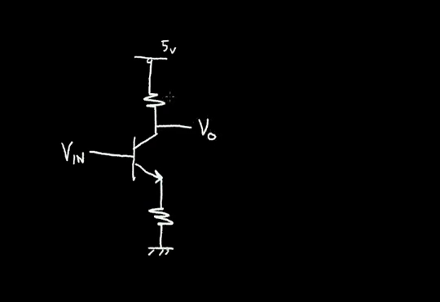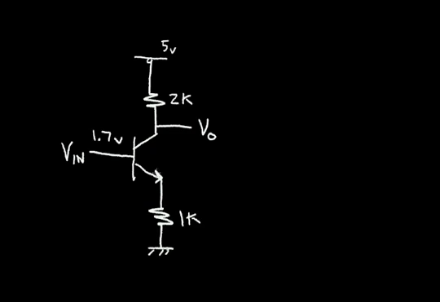And let's choose some resistor values. I'm going to choose 2 k ohms for the collector resistor and 1 k ohm for the emitter resistor. And I'm going to set Vin at 1.7 volts.